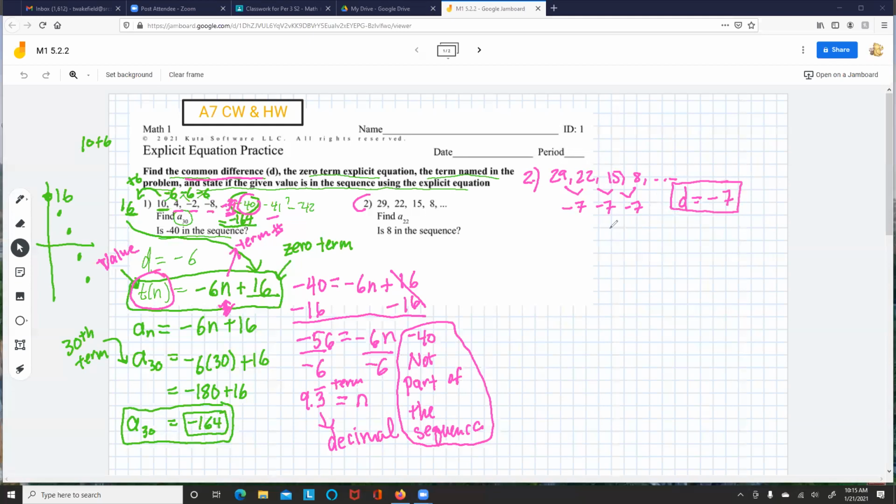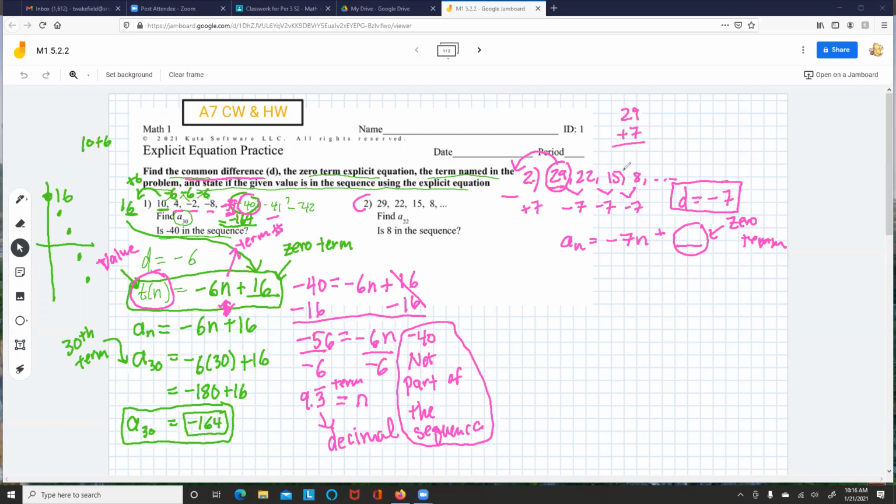And that means we know half of the equation already. Our a sub n is going to be, since it's negative 7, negative 7n, and plus or minus, I don't know if it's going to be plus or minus, the zero term here. This is how you come up with the equation. We have to find the zero term. Well, the zero term is just going to be the number in front of the 29. So if we go forward, we minus 7, minus 7, minus 7, minus 7. If we go backwards, you always take the first term and do the reverse. So we're going to add 7 to 29.